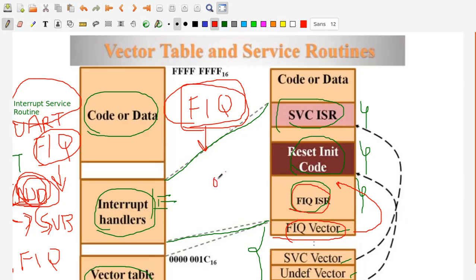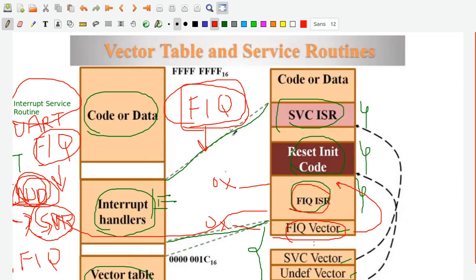Maybe the starting address is 0x something here, and the final last address will be 0x something here. Again it will return from here to the normal execution of instructions, and the next instruction will be taken. We'll discuss this in great detail in the coming slides.